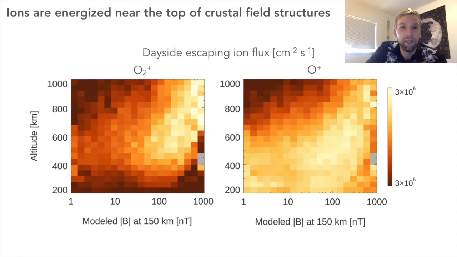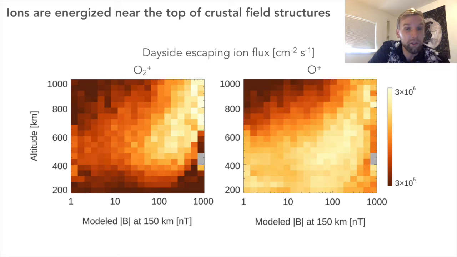Okay, that was the supply. Now let's look at the energization. I'm showing things on the same sets of x and y axes, but now the color is showing us the flux of ions moving upwards with energy greater than escape energy on the day side of Mars, basically flux of escaping ions. We can still see in the upper left-hand part of these plots the boundary into the solar wind plasma, and we can also see that just below this boundary we see pretty high escape fluxes.